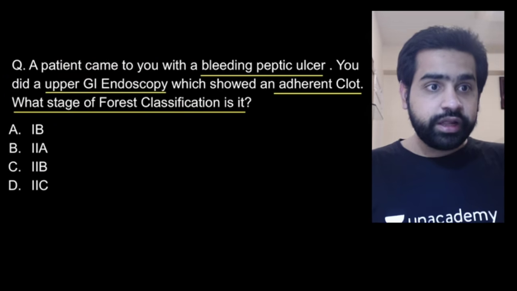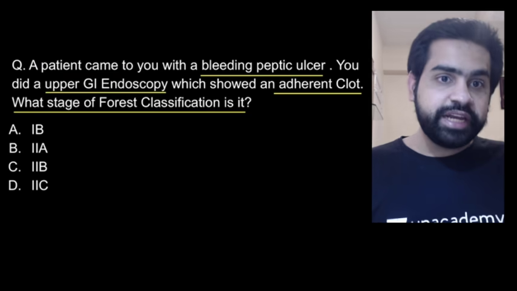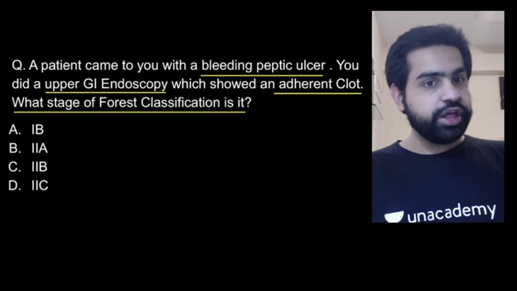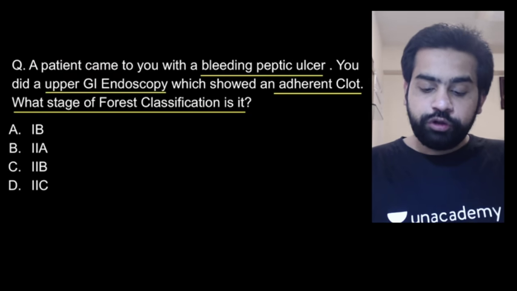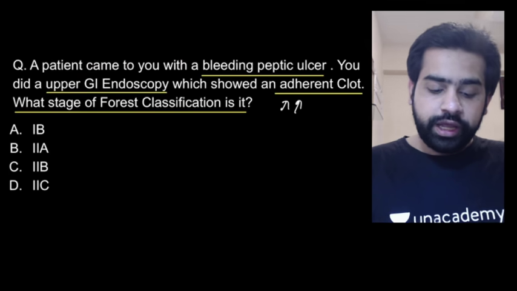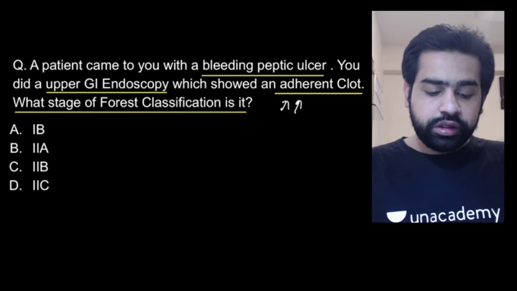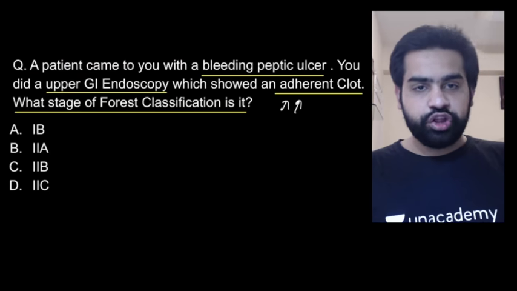The last question of the day is, a patient has come to you with a bleeding peptic ulcer. You did an upper GI endoscopy. On the upper GI endoscopy, you found an adherent clot. Okay, so you find an adherent clot. What is this particular stage of Forrest's classification? Can you please tell me?